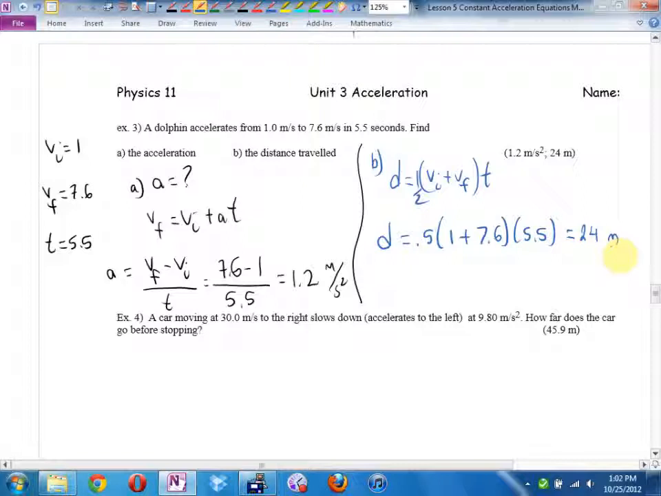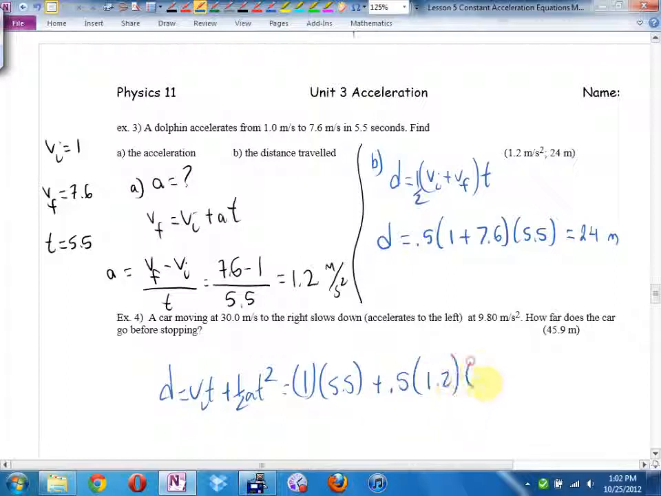So now what I would do, don't write this down, but I would quickly go D equals VIT plus 1/2 AT squared. I would use the 1, the 5.5 plus 0.5. I would use the A that I found and the 5.5 squared. Try that. Type that into your calculator. What do you get? Don't write this down. Type it into your calculator, Cole, instead of spinning the coin. That's circular motion physics 12. What do you get?